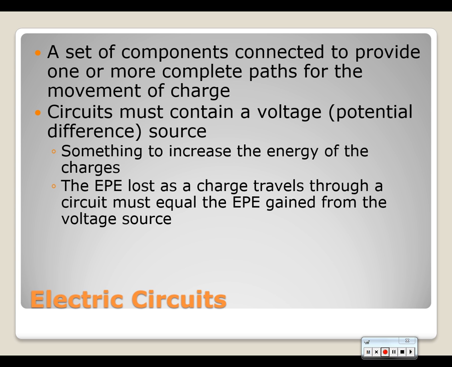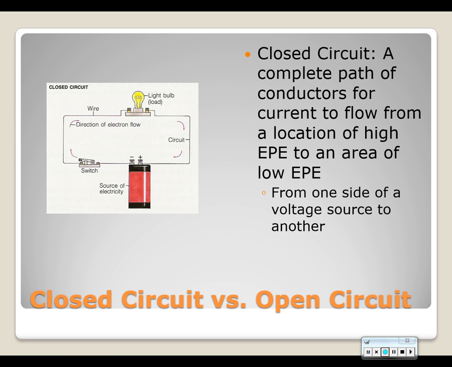Okay, so let's talk about three terms that we talk about when we talk about circuits. So first, closed versus open. A closed circuit is a complete path of conductors so that charges can flow from high potential energy to low potential energy. A closed circuit is a complete path. Right? This picture we saw when we were talking about electric potential energy and current.